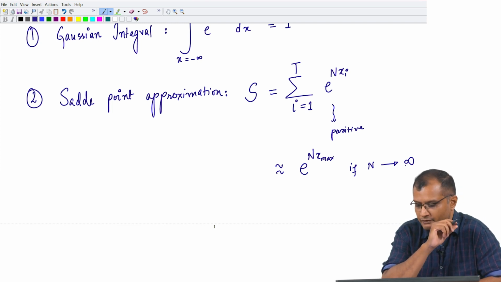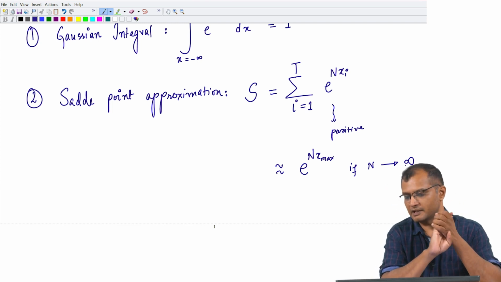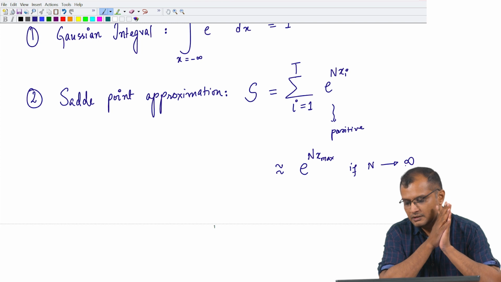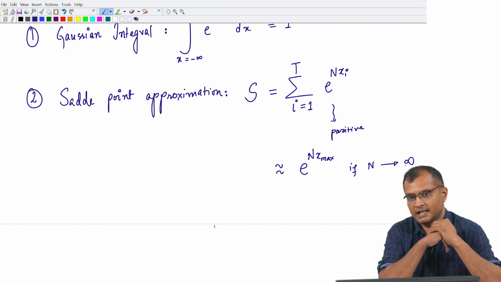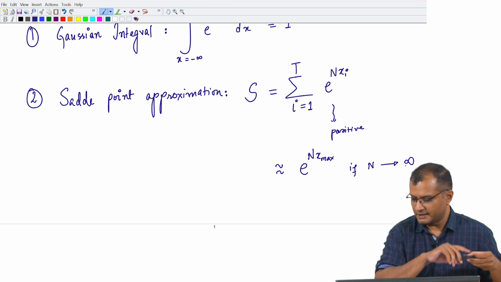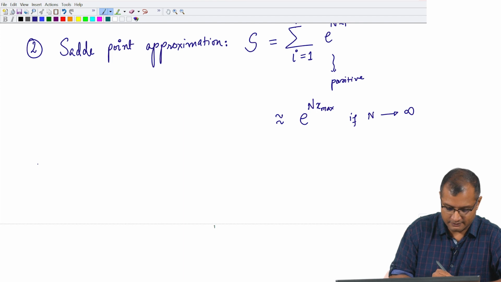Okay. So, if you encounter a sum of exponentials where each exponential term has a power n times x or n times some function of x, then as you take n to infinity, you can approximate this sum as e raised to n x max. Okay. So, this is a very important approximation that I will be discussing today.